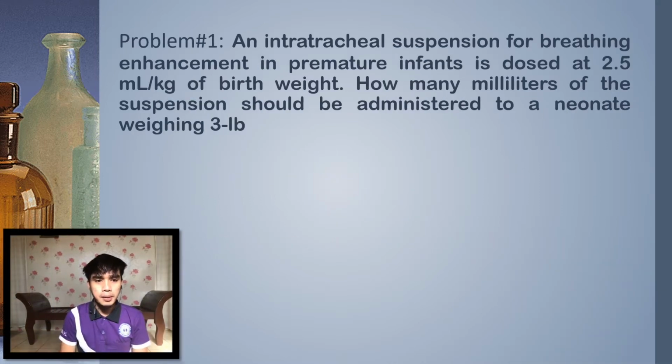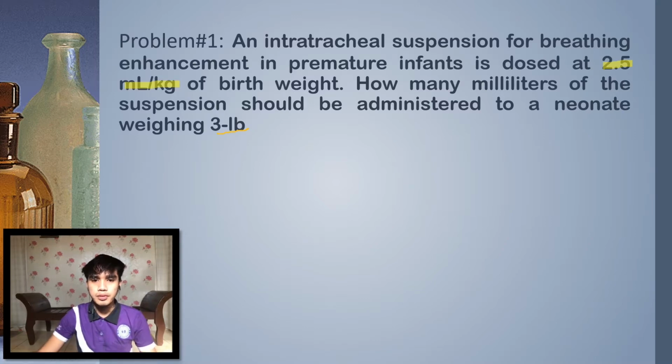Here we have problem number 1, which states that an intratracheal suspension for breathing enhancement in premature infants is dosed at 2.5 ml per kilogram of birth weight. So, how many milliliters of that suspension should be administered to a neonate weighing about 3 pounds? So here, 3 pounds is the weight of the neonate and 2.5 ml per kilogram is the dose.